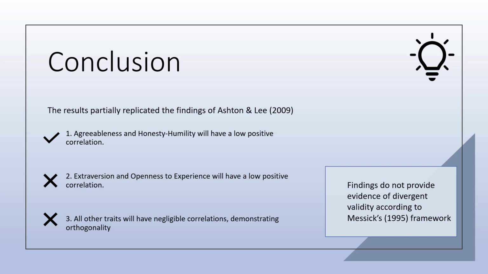A reason for the current findings could be the sample that was used for the current study, as we only had university students and no community sample. Further replication studies should be conducted to determine whether these findings are valid, as according to Maxwell et al., one replication study is not enough to determine validity. Findings overall do not provide evidence of divergent validity according to Messick's framework.